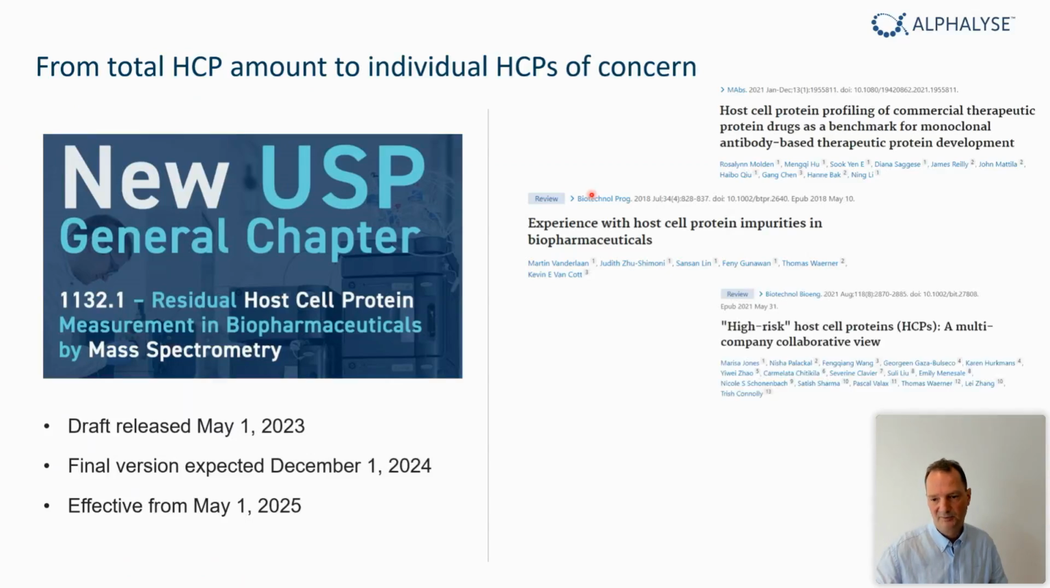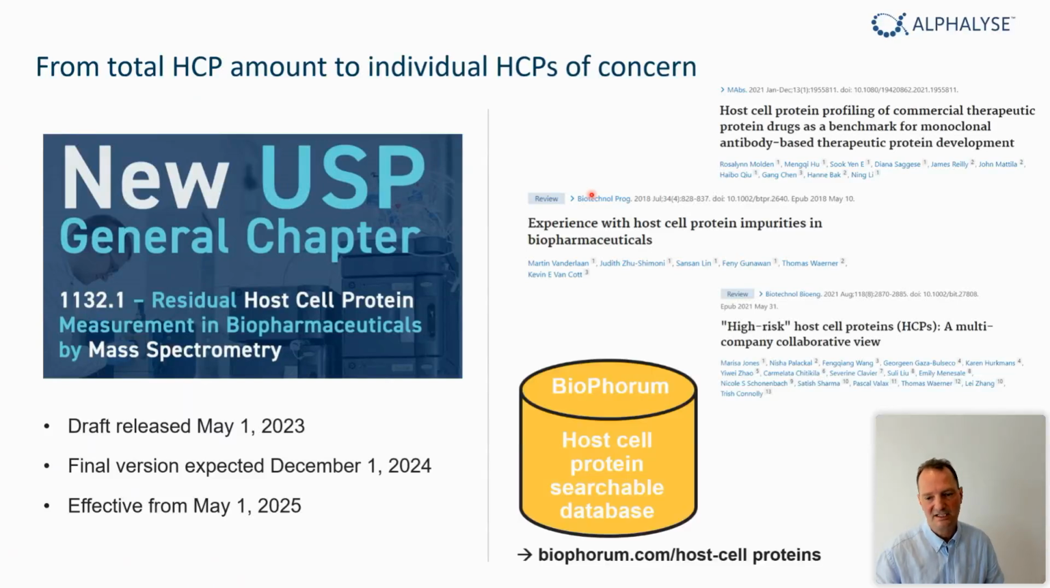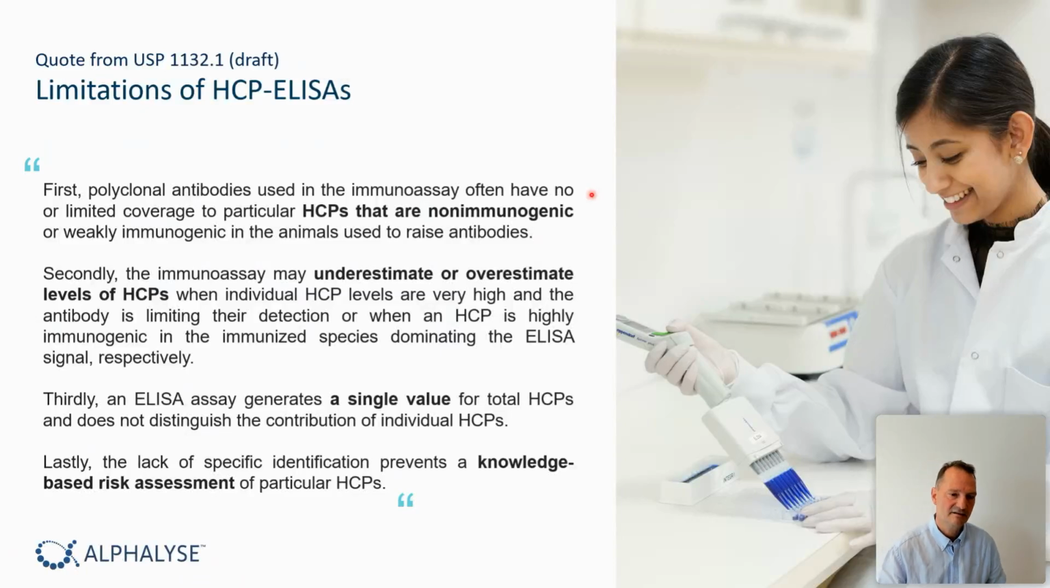The third important paper is a collaborative paper by the Bioforum group and companies collaborating in the Bioforum, where they collected a lot of HCPs of potential concern and published this both in this paper from 2021 and also in a searchable database that you can find at the Bioforum database. So with these publications and technology development, the industry is really driving changes in how we look at the HCPs in biologics.